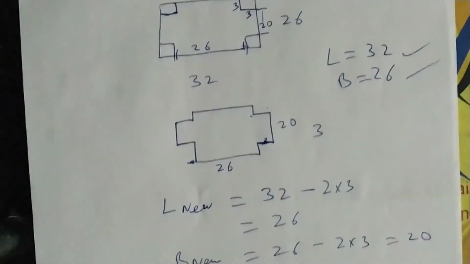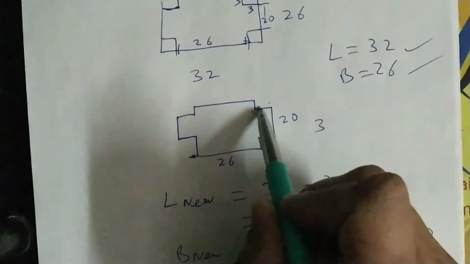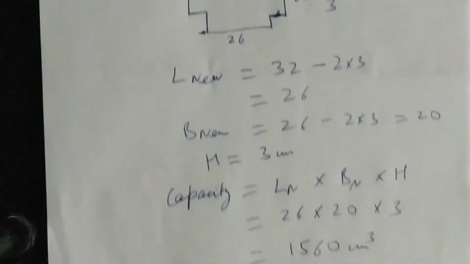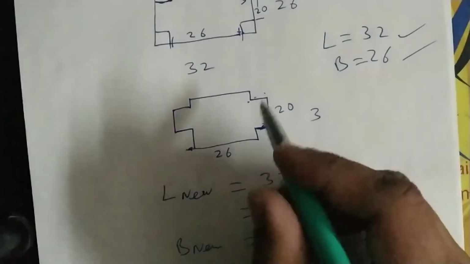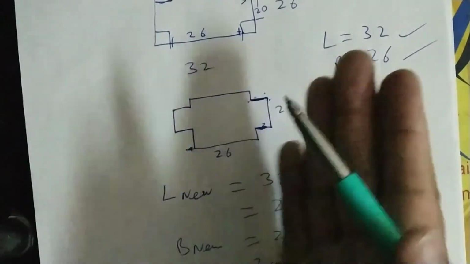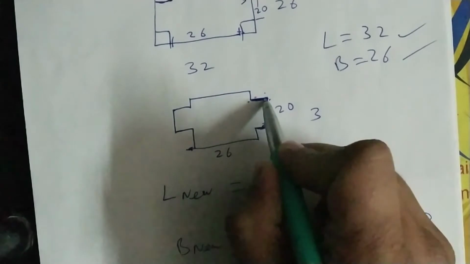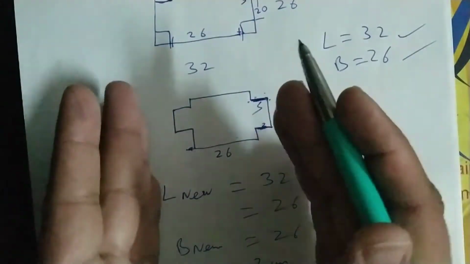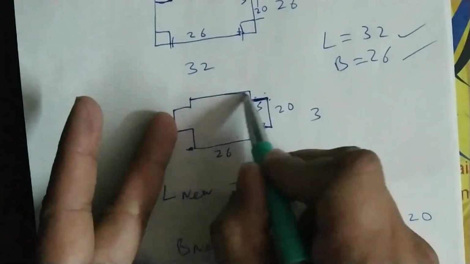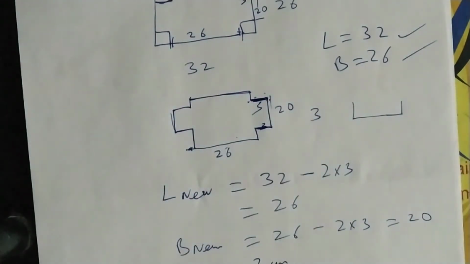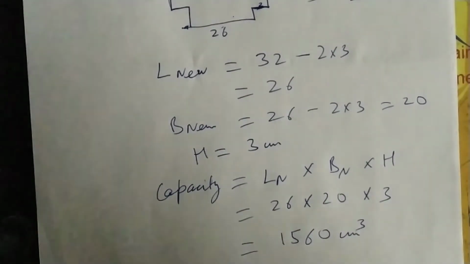Original length, breadth. So from both sides we have subtracted 3. So this length will become 26 and this breadth will become 20. And because we have folded these 4 papers, when we fold them upright, straight, this will become the height, which is 3. All the four sides have been folded now, so this will become a container, whose capacity is length into breadth into height.